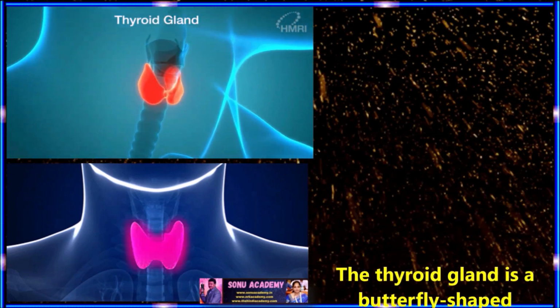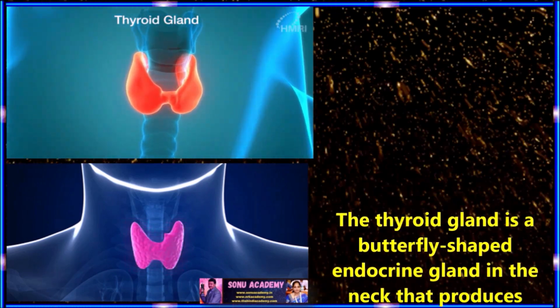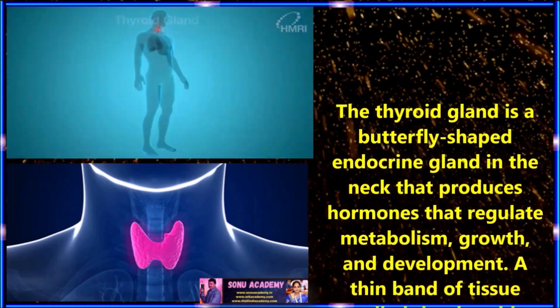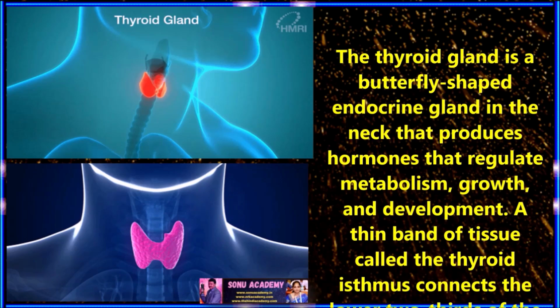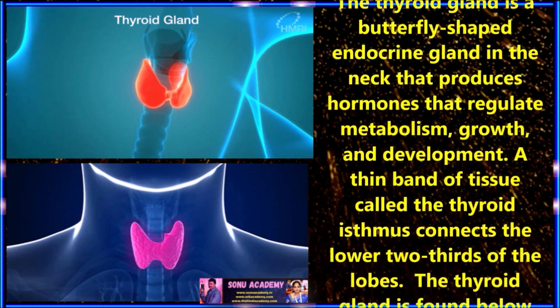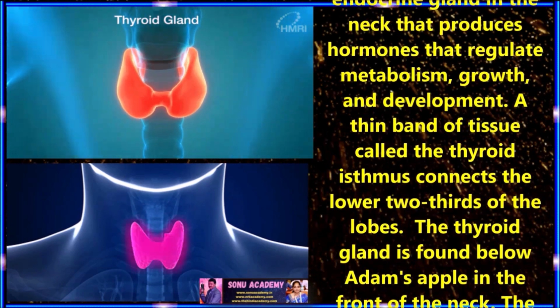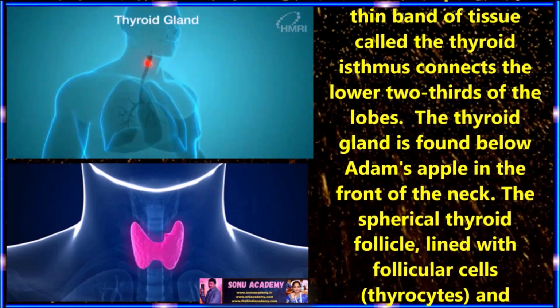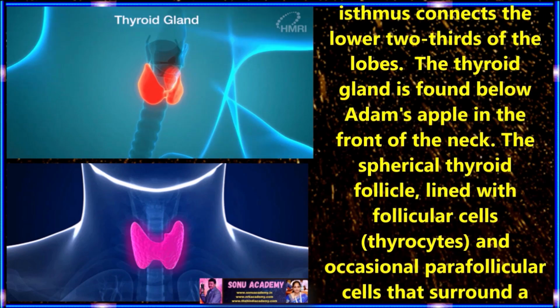Thyroid gland. The thyroid gland is a butterfly-shaped endocrine gland in the neck that produces hormones that regulate metabolism, growth and development. A thin band of tissue called the thyroid isthmus connects the lower two-thirds of the lobes. The thyroid gland is found below the Adam's apple in the front of the neck.